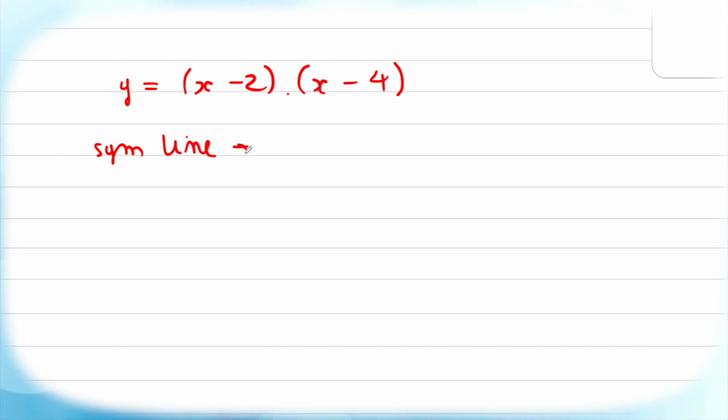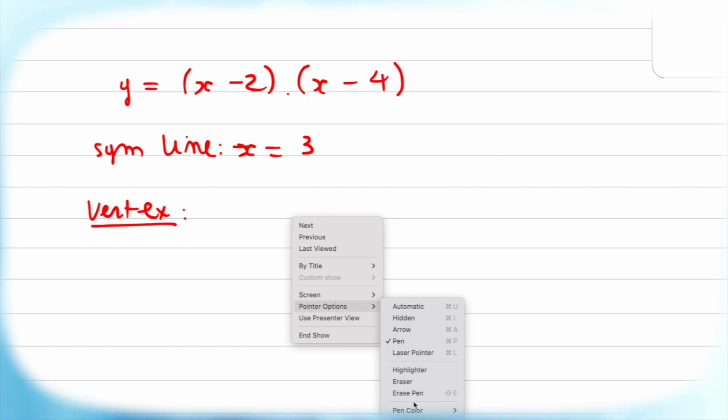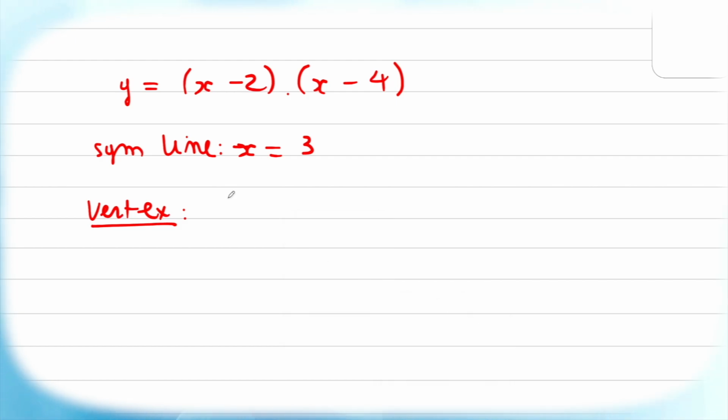Another example: y equal to x minus 2, sorry, x minus 2 multiplied by x minus 4. And the symmetrical line of this equation is x equal to 3. So how can you figure out the vertex of this equation? Look at this, we have the symmetrical line equation x equal to 3, and we want to figure out the vertex.